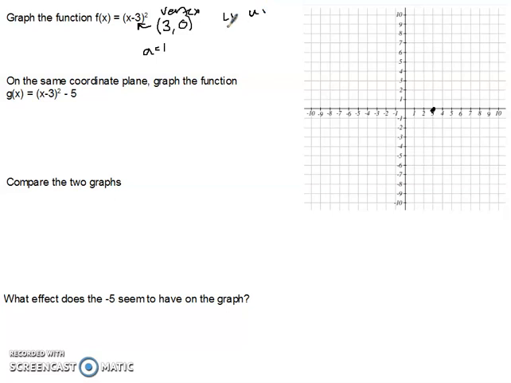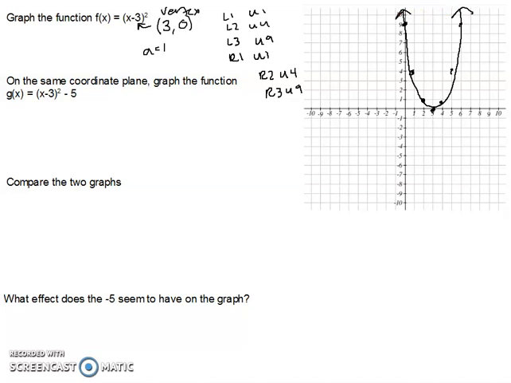So left 1, up 1, left 2, up 4, left 3, up 9, and then the same on the right. Right 1, up 1, right 2, up 4, right 3, up 9. So left 1, up 1 from the vertex, going back to the vertex. Left 2, up 4, back to the vertex. Left 3, up 9, back to the vertex. Right 1, up 1, right 2, up 4, right 3, up 9. And your parabola is going to look something like this.